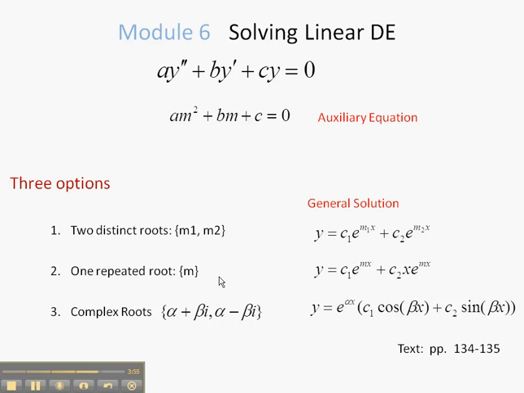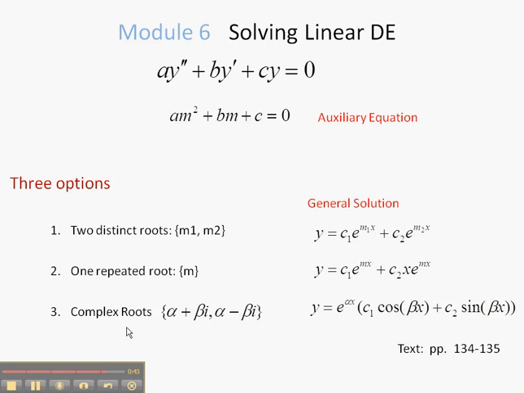If I have one repeated root, so say that the quadratic equation comes to m minus 5 times m minus 5, then m equals 5 is the only value that I arrive at. Then I'm going to be able to use the methods from section 4.2 to find a second solution, as you can see right here, and use e to the mx as my first solution.